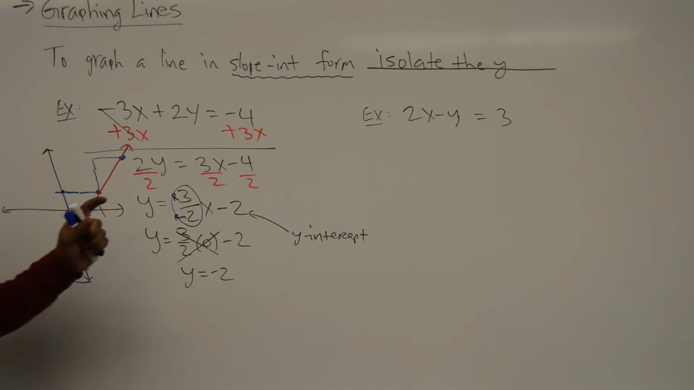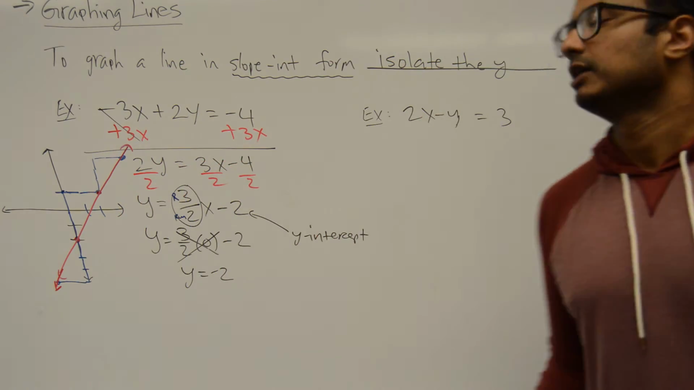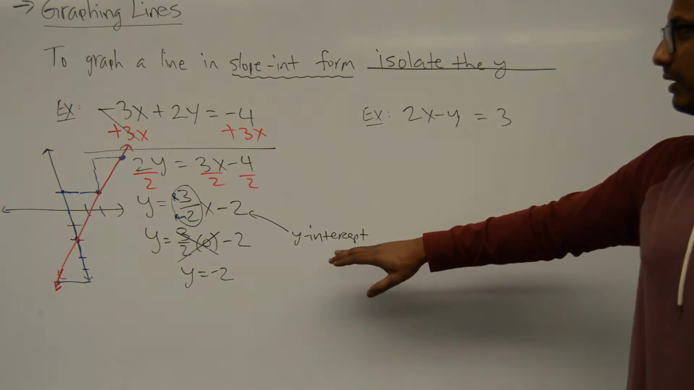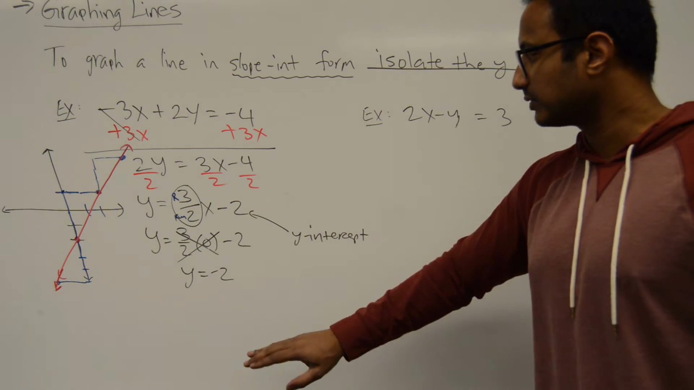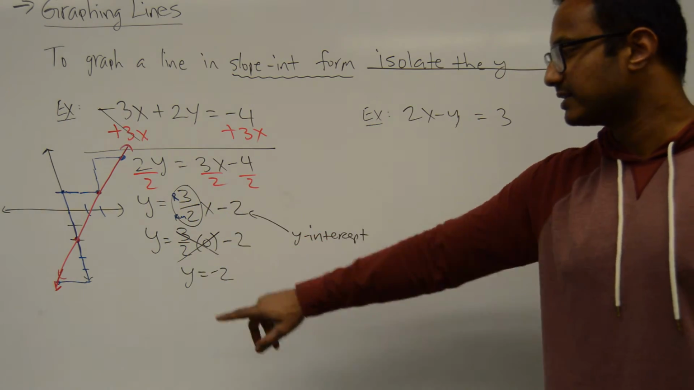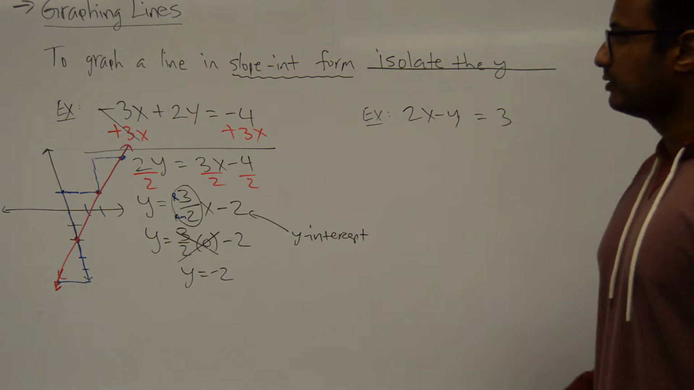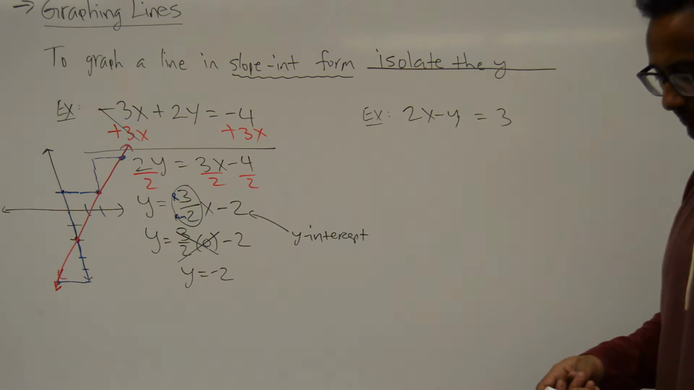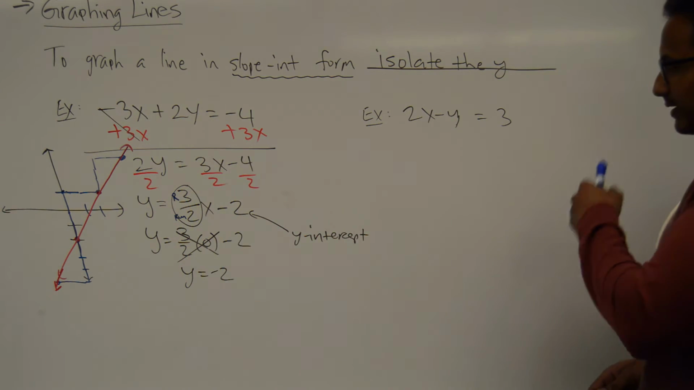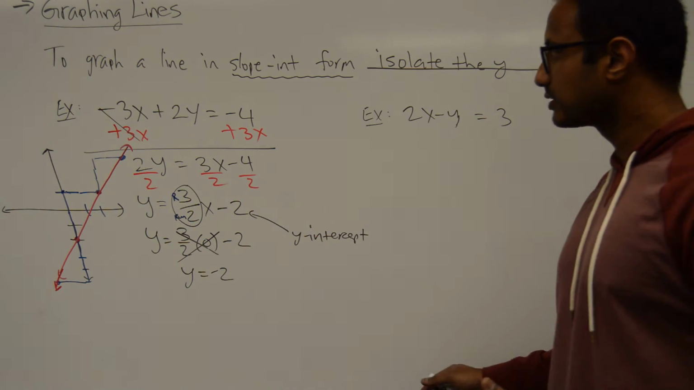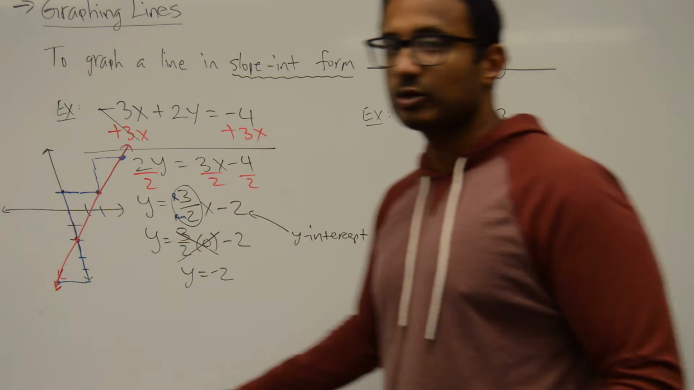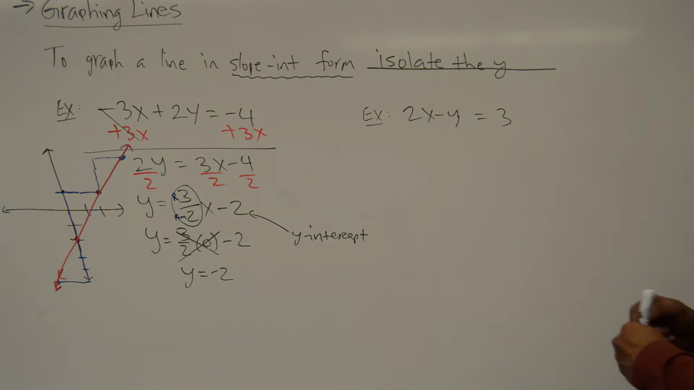Okay, so step 1, isolate the y. Then you plot the y-intercept. This is the y-intercept because if you set x equal to 0, you get whatever this number is as your y-intercept. And then you use the slope to get more points. Next example, we got 2x minus y equals positive 3. Okay, so what's your first step? If you're using slope-intercept form to graph, you're going to solve for y.